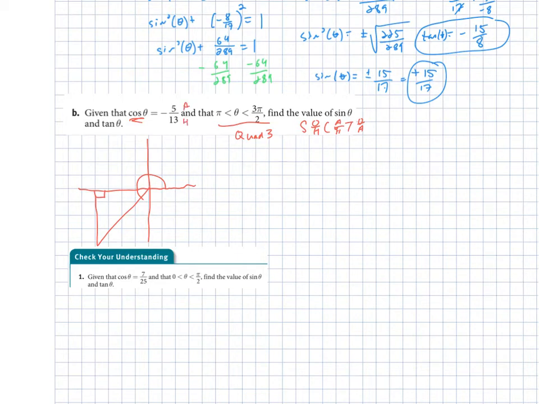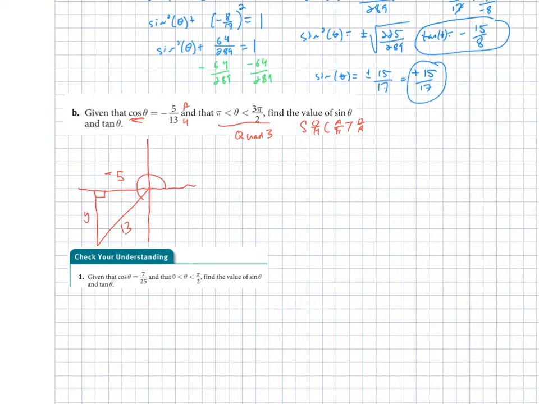My adjacent side is going to be my negative 5, or it could be positive 5, but because I'm going left, it's my negative 5. The hypotenuse is positive. It has to be. It's 13. It's just a length. And then this length over here, my opposite value, my y value, right?